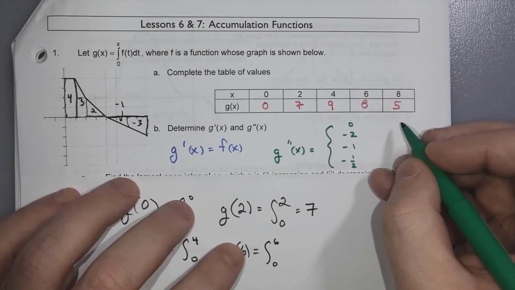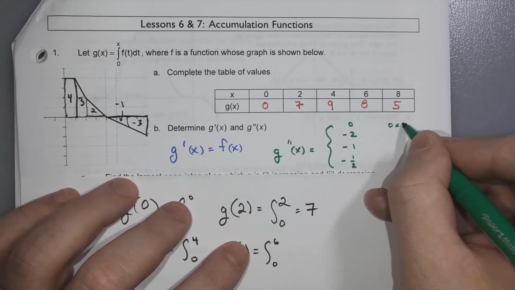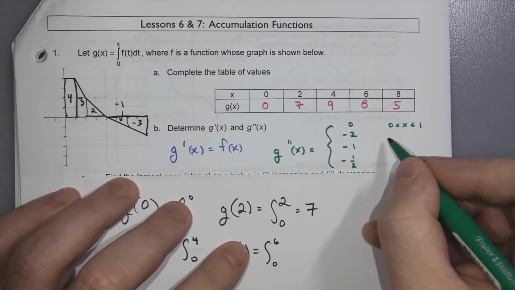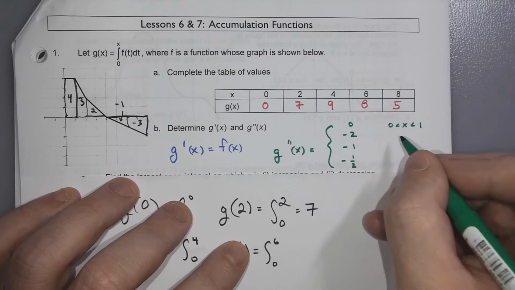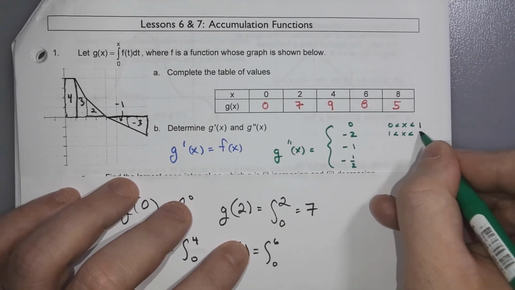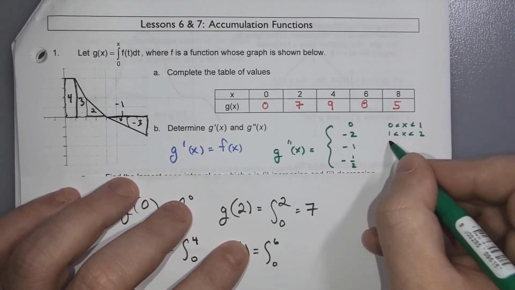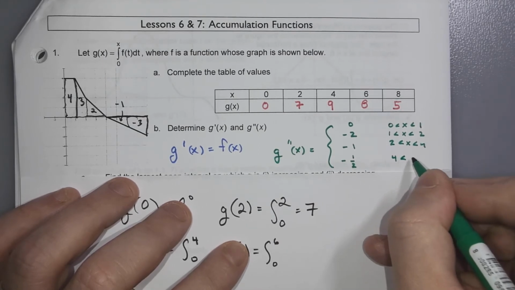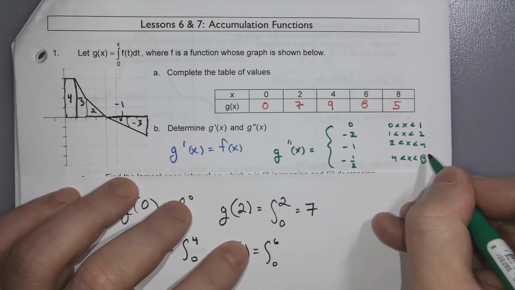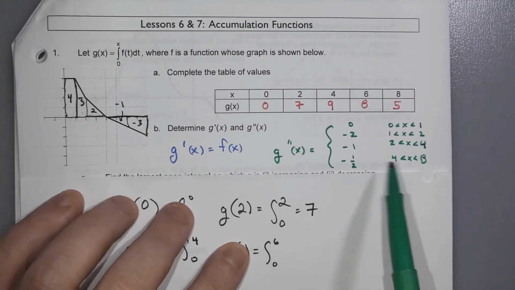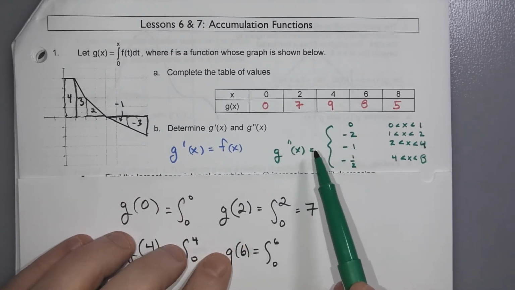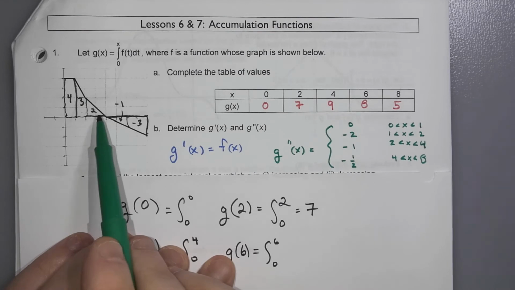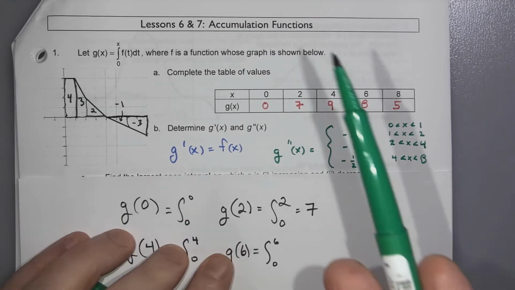And this first interval was for 0 less than x less than 1, and then the negative 2 was for 1 less than x less than 2, and then it was from 2 to 4, and then finally on that last one it was from 4 to 8. So we get a whole bunch of different g double primes, which are the derivatives of the picture, which is the derivative of the accumulation function.